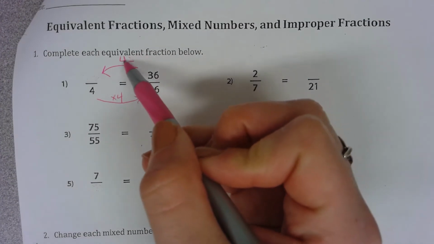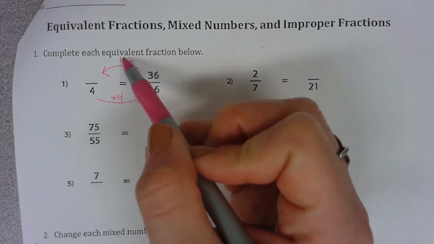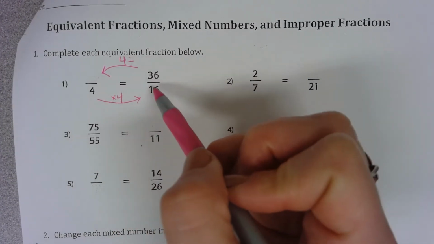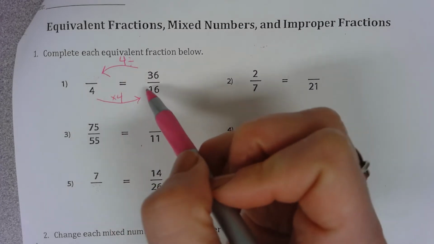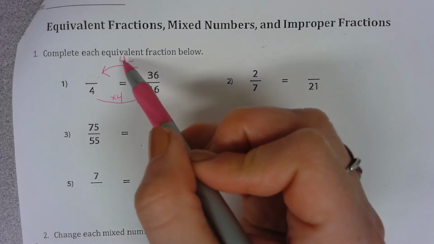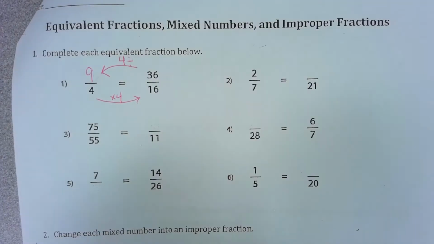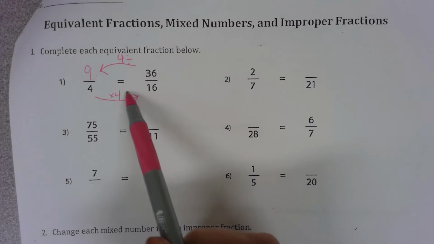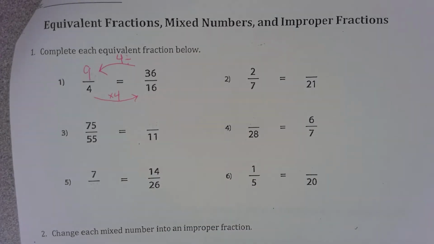As long as the number for your missing piece is the same, the multiply or divide symbol doesn't matter which way you go, as long as you are going the correct way. So here I would do 36 divided by 4, and my missing piece would be 9. Okay, so 9/4 is equivalent to 36/16. Let's try this one over here.